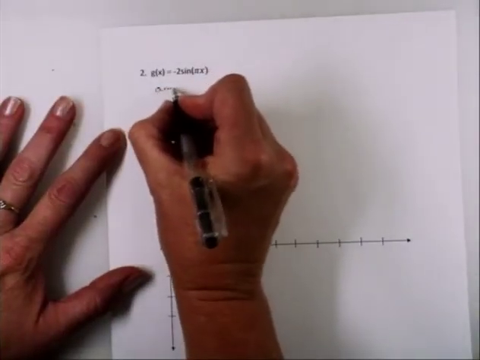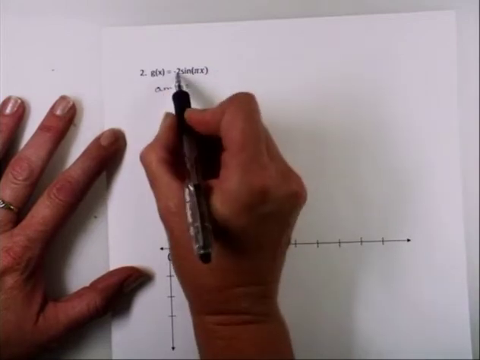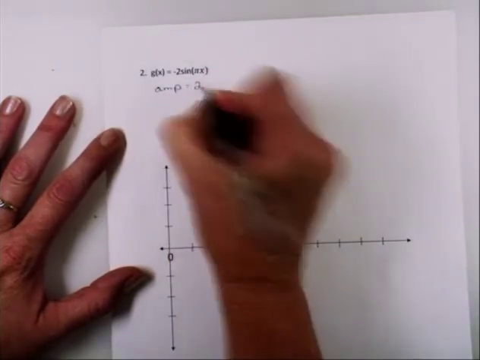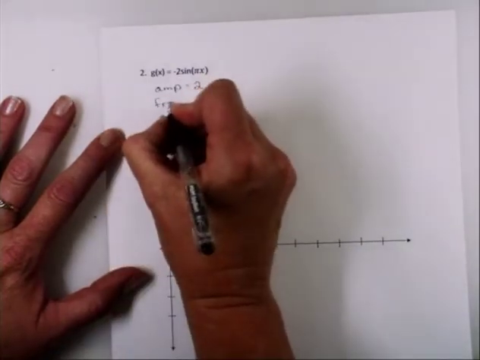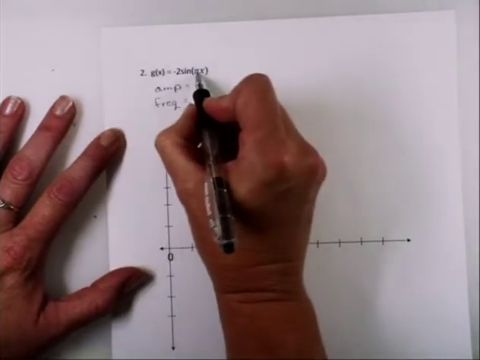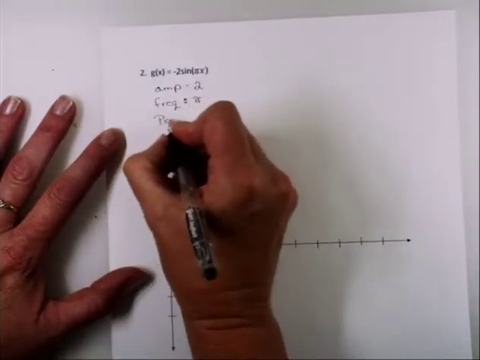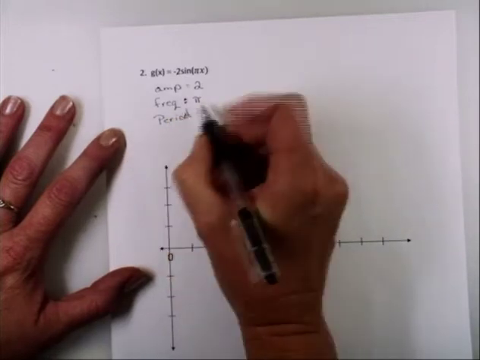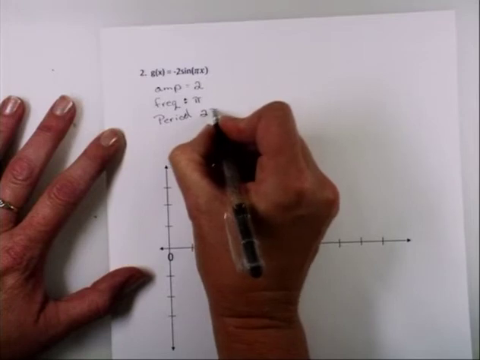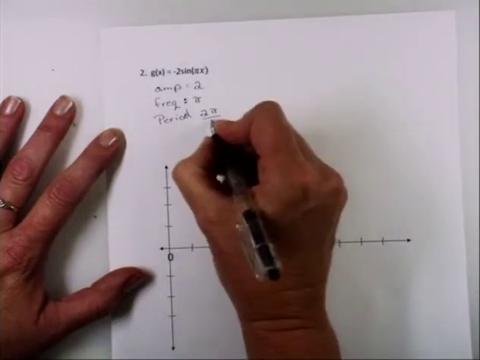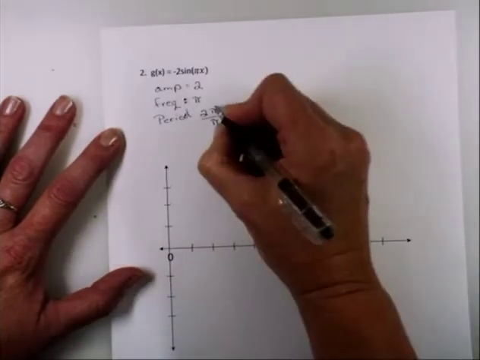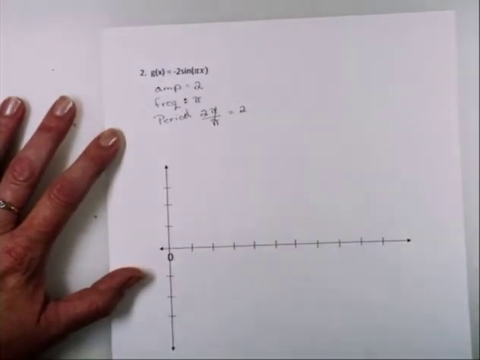We're going to take a look at what happens when we throw a negative in front. All right, same process. We need our pieces of information first. Our amplitude, remember, is the absolute value of the number in front, so absolute value of -2 is 2. Frequency is the number in front of x, so it's just pi. And then my period is 2 pi divided by my frequency, which in this case is pi. So my period is 2.